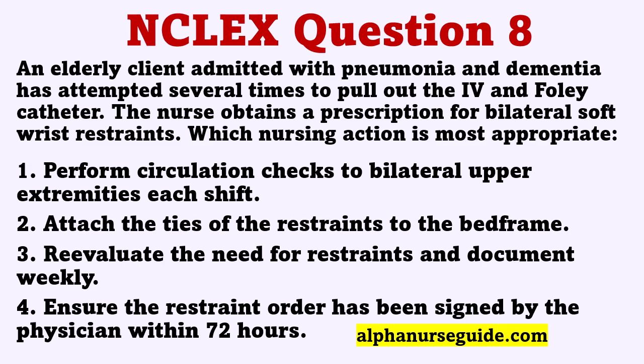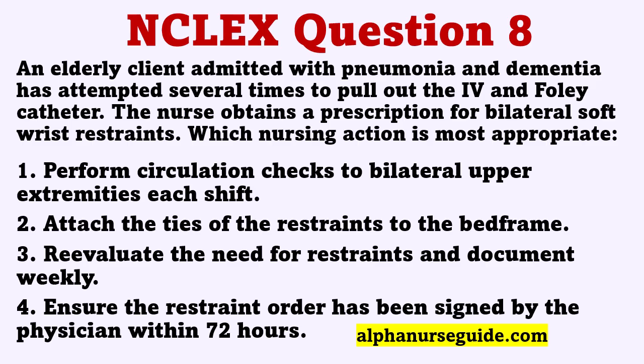An elderly client admitted with pneumonia and dementia has attempted several times to pull out the IV and Foley catheter. The nurse obtains a prescription for bilateral soft wrist restraints. Which nursing action is most appropriate? 1. Perform circulation checks to bilateral upper extremities each shift. 2. Attach the ties of the restraints to the bed frame. 3. Reevaluate the need for restraints and document weekly. 4. Ensure the restraint order has been signed by the physician within 72 hours.